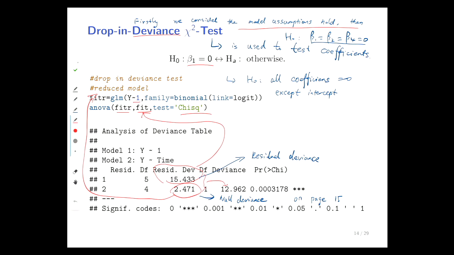In my previous lecture, in order to perform the dropping deviance test, we need to obtain the deviance of the full model and also the deviance of the reduced model. The mistake is about which one is the deviance of the full model and which one is the deviance of the reduced model.